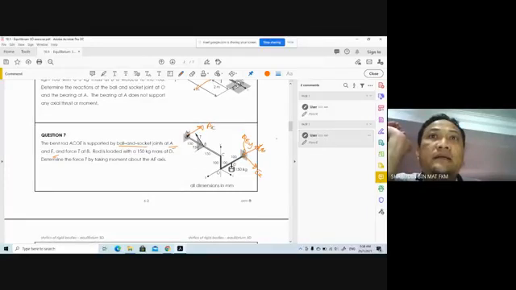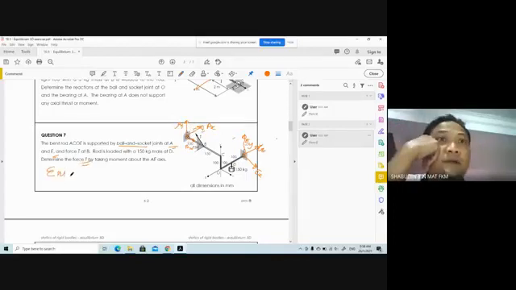AX, AY, and AZ, and T. Of course, you have 7 unknowns. The question just wants you to get the T. It doesn't ask you to get AX, AY, AZ. So, taking the summation of moment about line AE equal to 0, you can solve it in 5 minutes.